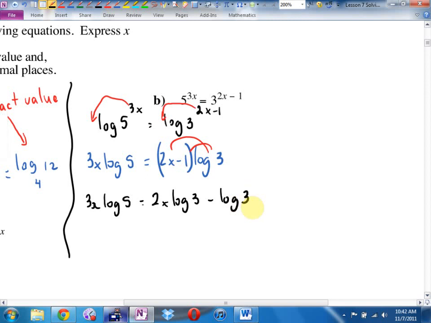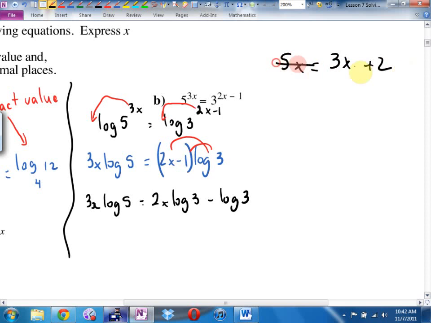Holly, how many x terms are there in this equation? Two. How many would I prefer? Well, if you had x's on both sides of the equation in math 9, what did you try and do? You got all the x's to the same side, yes? How would I get the x's to the same side?